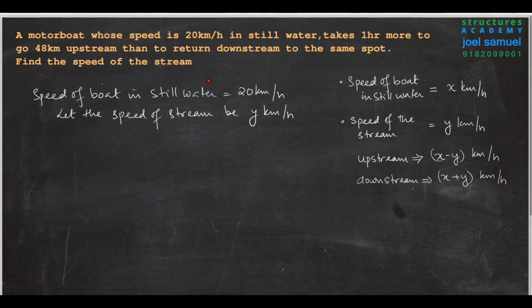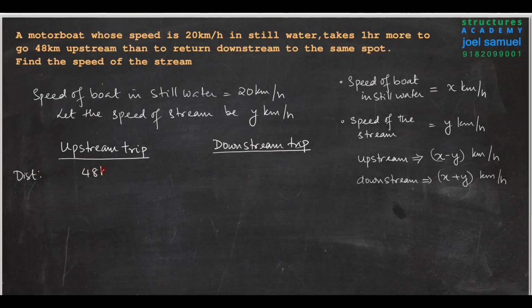Now, if you look at the trip that is being undertaken, there is an upstream trip which is 48 kilometers, and return to the same spot means the downstream journey is also 48 kilometers. So I'm going to divide this trip into two parts. Let's call one the upstream trip, and this the downstream trip. The first parameter is the distance. The distance is 48 kilometers in both cases.